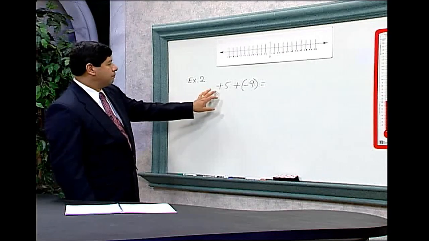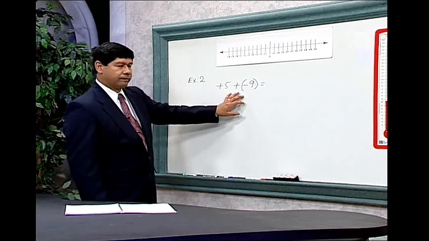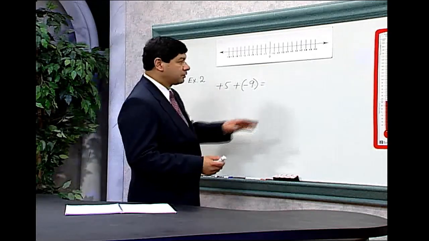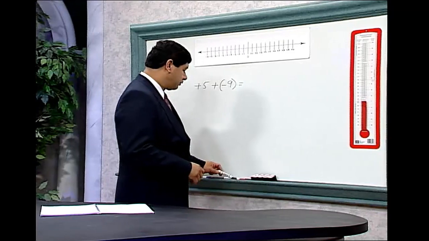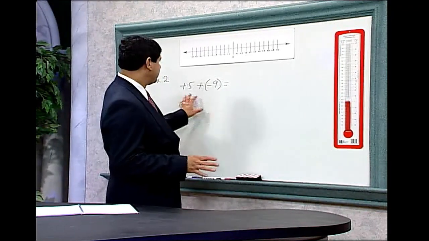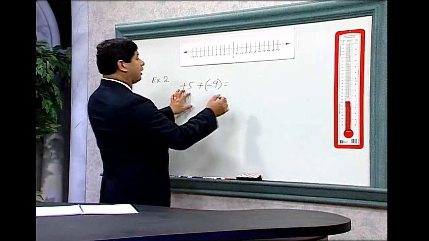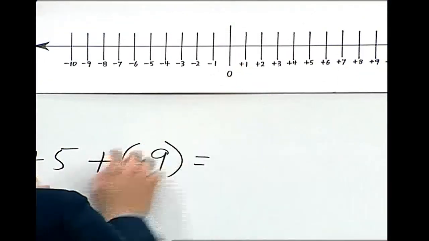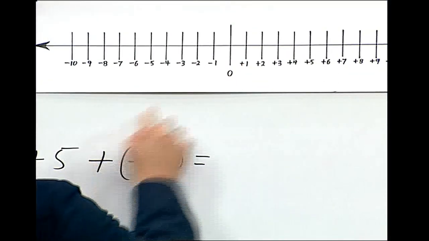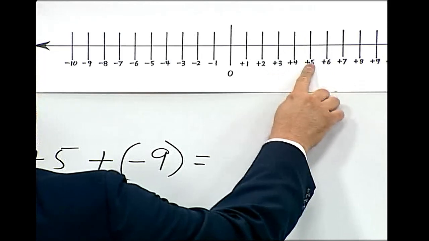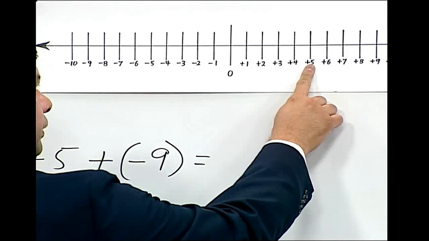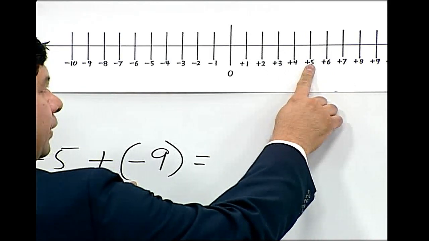Example 2. Positive 5 plus a negative 9. Well, whenever possible, use a model, because a model is a sure way to get the correct solution. So let's indicate our positive 5. In this case, with our positive 5, we're 5 units from 0, so a positive number. To that, we're going to combine or add a negative 9.